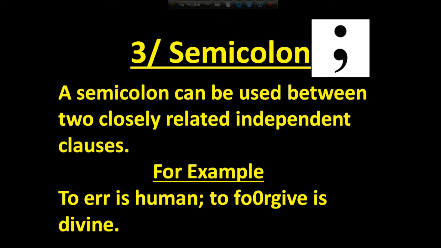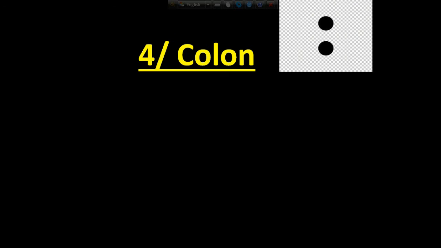Here is the subject, here is the verb, here is the object. So there is another sentence and here is written to forgive is divine. That means two sentences are here. Okay, but I need an interval, and this interval should be larger than a comma. So in a sentence like this we have to use a semicolon. Then number 4, colon.